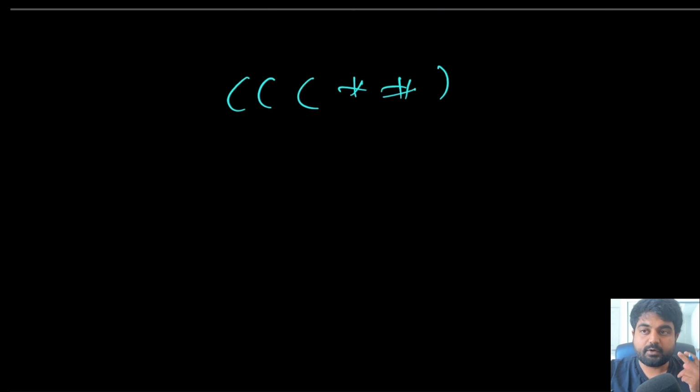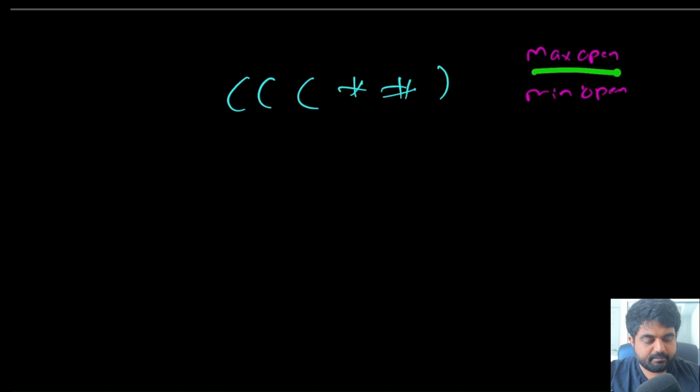So let me just walk you through the solution I'm suggesting. Let's say that we are currently given an input like this. So in this case, we are going to simply have a few rules for two variables that I'm suggesting. The first variable's name is maximum open, okay? And the second one is minimum open. Now for each of these, we are keeping track of the maximum number of untouched open parentheses we have and the minimum number of untouched open parentheses we have. The logic is quite straightforward. We are simply going to follow a few rules.